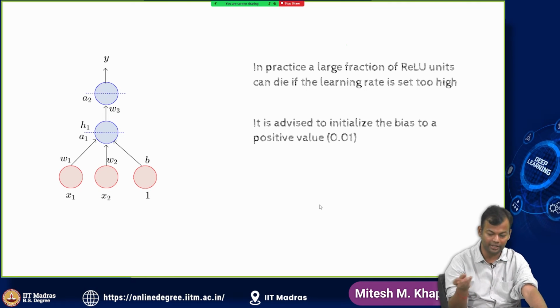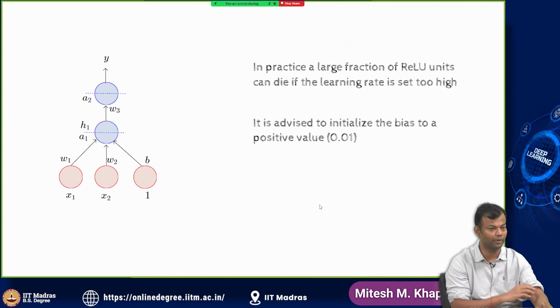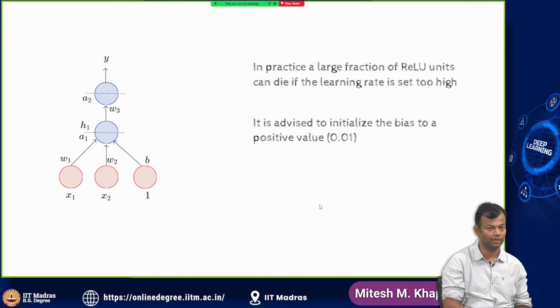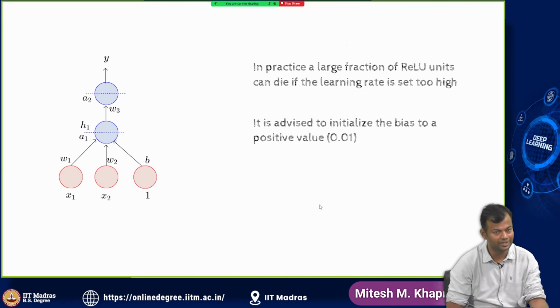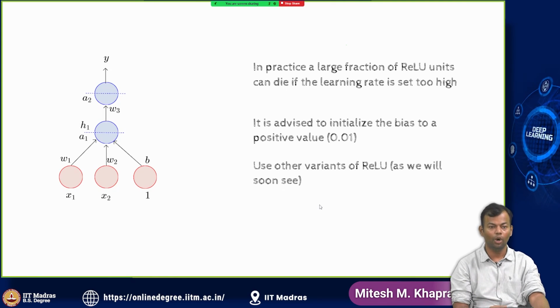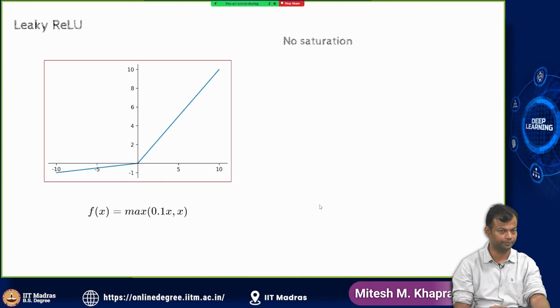And in context of deep learning, this is a fairly large positive value, 0.01, because you have many elements contributing to the sum, so one of them is 0.01, right? So you should set it properly, otherwise many of your neurons would die, or you could use some of the other variants of Relu that we will see soon.